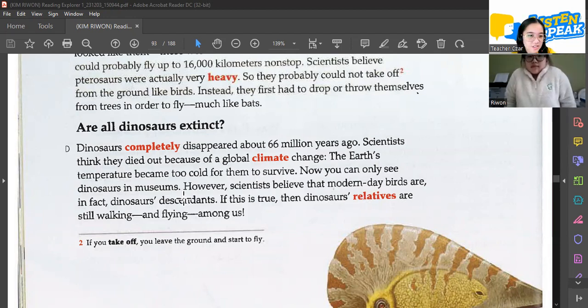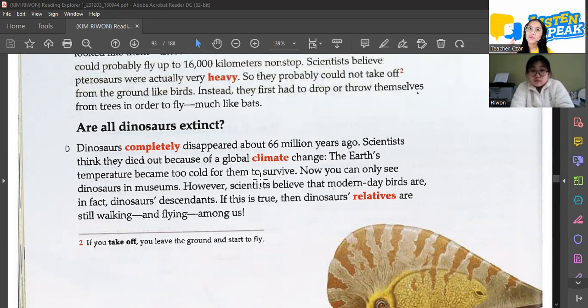Okay, very good. So dinosaurs went completely extinct about 66 million years ago because of the climate change. They couldn't take the cold weather or the climate here on Earth. That's why they didn't survive. But nowadays, you can also see some dinosaurs in museums. However, scientists believe that modern day birds are in fact dinosaur descendants.